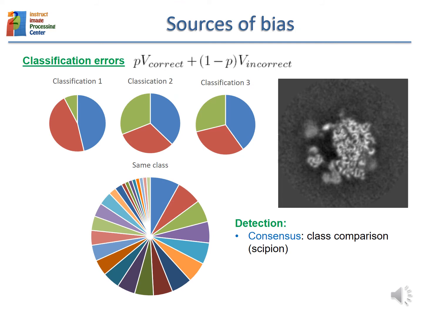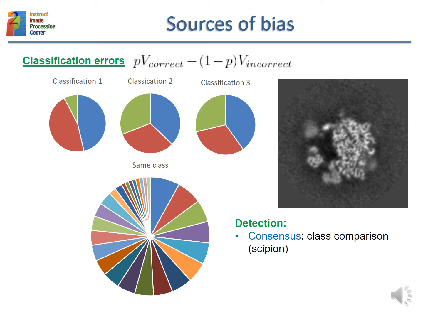Here, if we have classification errors, we are again in this weighted average. Part of them give a correct volume, the other part gives an incorrect volume. So let's say that we repeat this process of classifying images. Here we did it with a ribosome, and we classify into three classes. In the first classification run, we get this distribution. In the second, we get this one. In the third one, we get this one.